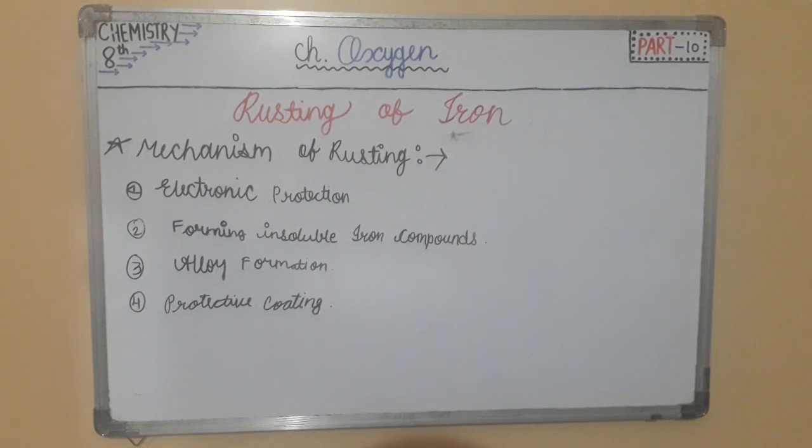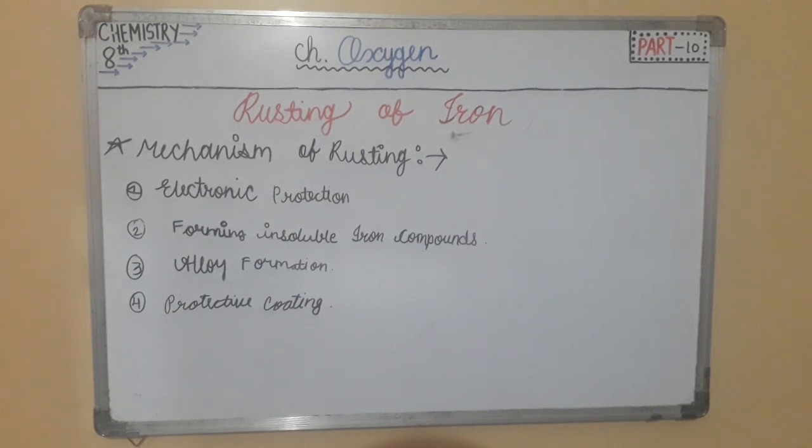Third, alloy formation. The alloy of iron has a strong resistance to rusting. Iron can be converted to stainless steel by fusing it with carbon, chromium and nickel in a definite proportion. Fourth, protective coating.